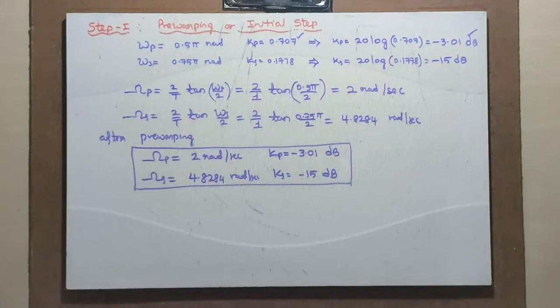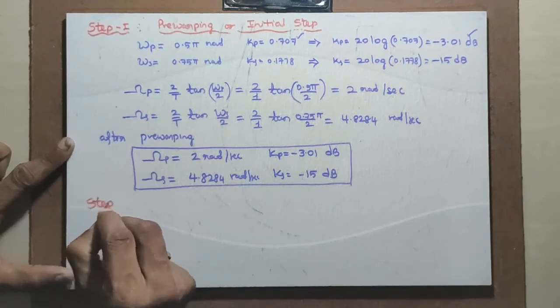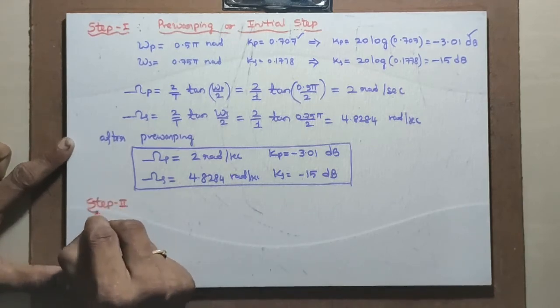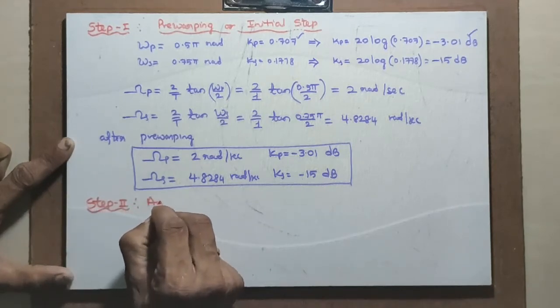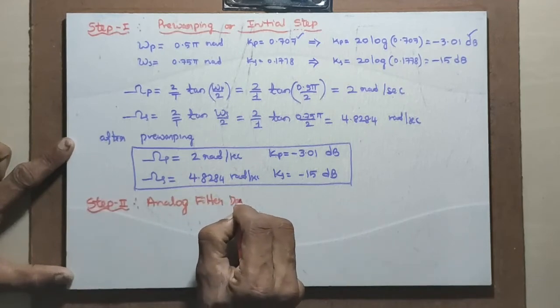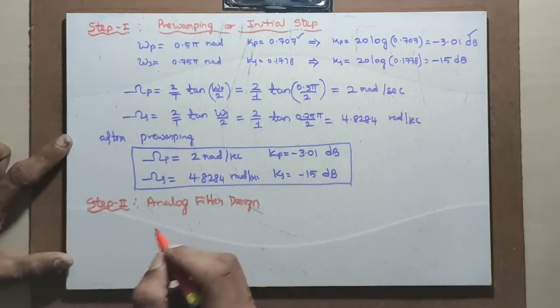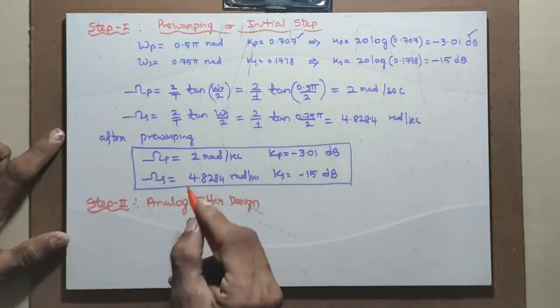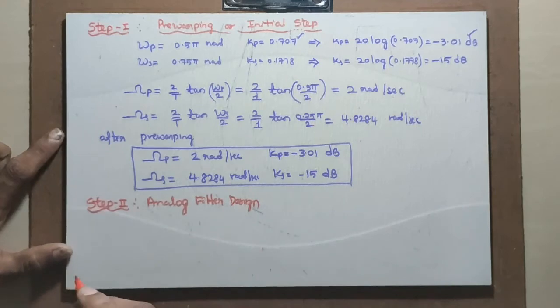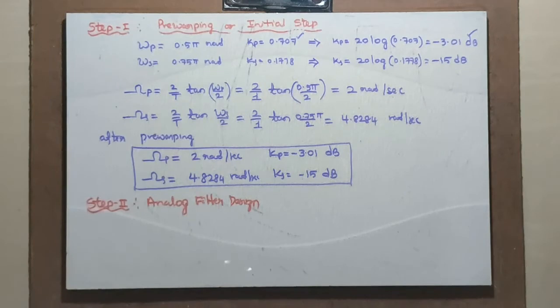Step 2 is about designing the corresponding analog filter. Analog filter design for these values, Ωp and Ωs. Already you have designed this. The same values have resulted. You know that in this step 2 there are 5 sub steps. You already know that. What about step 1?